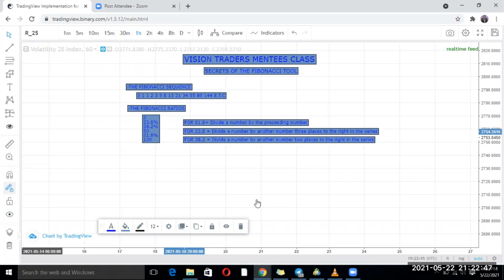So this is how Mr. Fibonacci came about all these ratios. He formed the sequence of numbers. He's a mathematician, right? So he started from the sequence of numbers, and from there he derived the ratios. All right. So that's that for the Fibonacci tool, Fibonacci sequence and Fibonacci ratios.